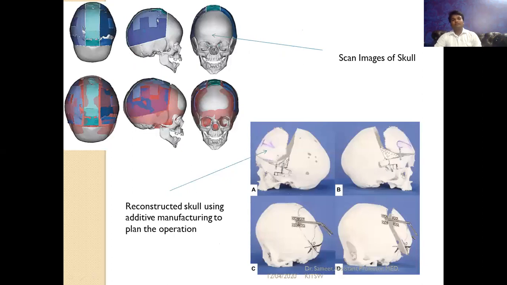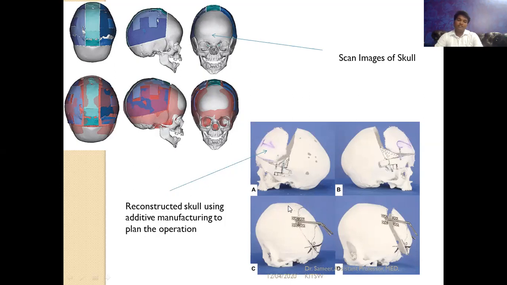So in this slide, here we can see the scan images of the skull. These are the scanned images of the skull. This is the rear portion. This is the side portion. This is the front portion. This is the top portion. This is the another side portion. And this is another top portion. So based upon this, the skull was reconstructed.